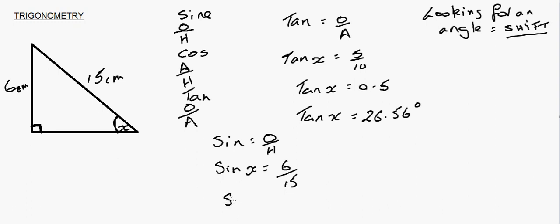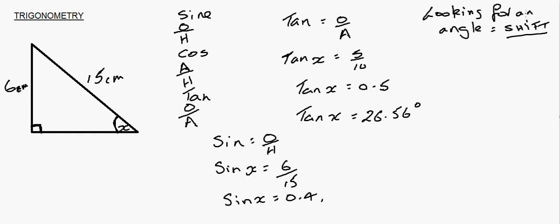So sine x will equal, so now I have to go 6 divided by 15. Okay, and I get 0.4. Now obviously that angle can't be 0.4 degrees, that's far too small. So I need to find the angle.